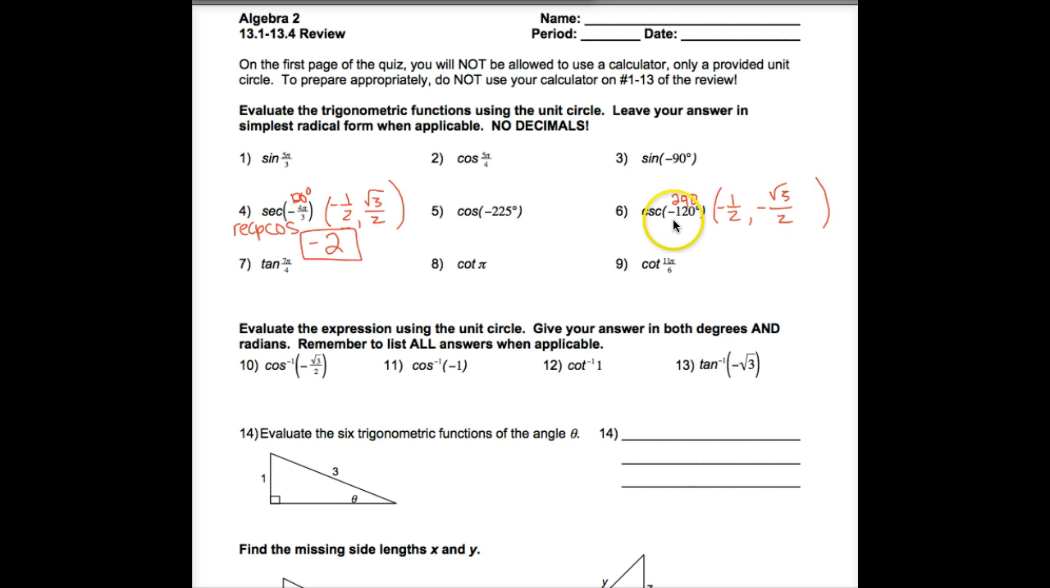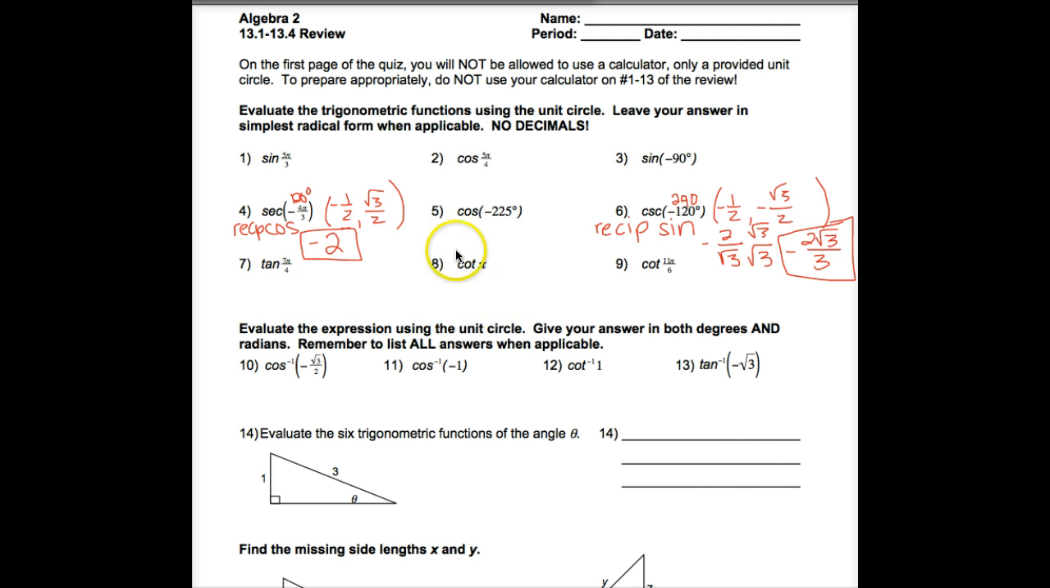So cosecant is the reciprocal of sine. So I take the sine, and I reciprocal it. So negative 2 over radical 3. Now, can't leave it like that. Simplest radical form means I need to rationalize. So my final answer is going to be negative 2 radical 3 over 3.